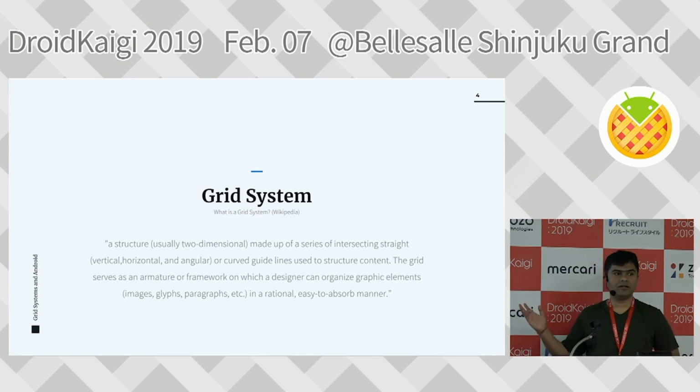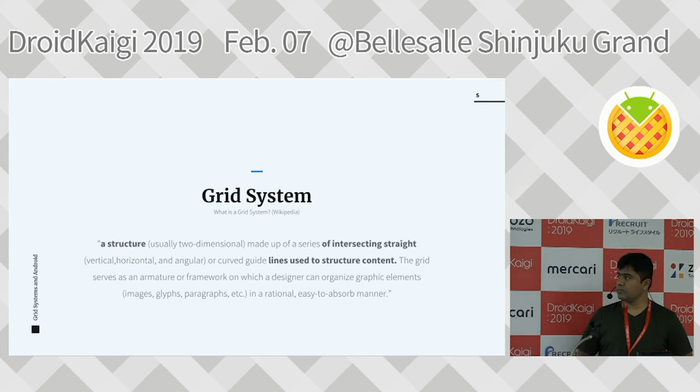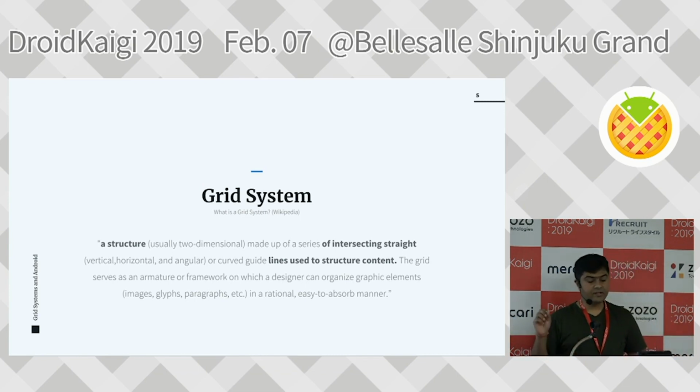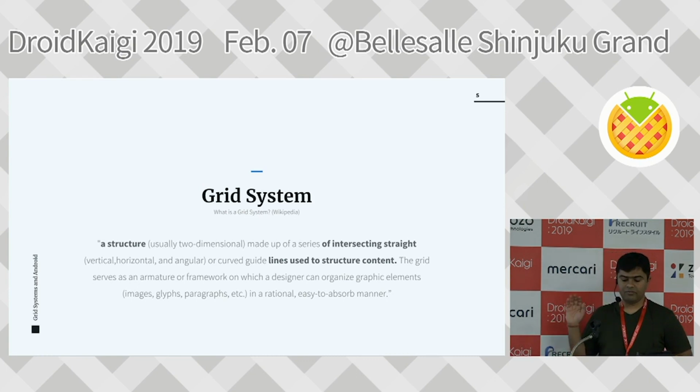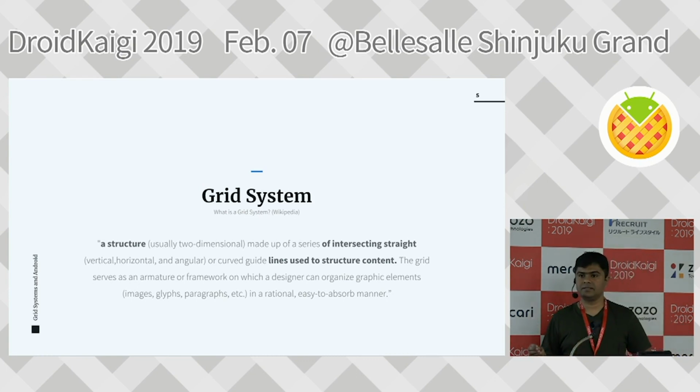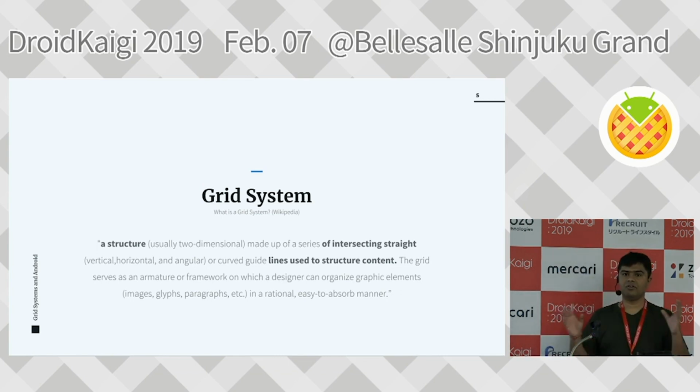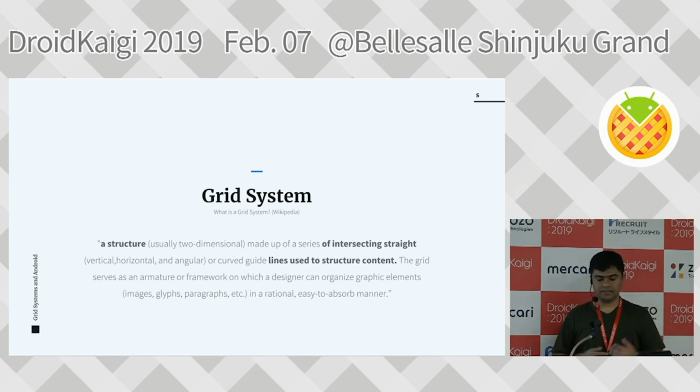This is the Wikipedia definition. What's important over here, I've just highlighted that a grid system is basically a structure of intersecting straight lines used to structure content. Right? So in simple words, grids are basically an intersection of different lines, and they help you structure content.